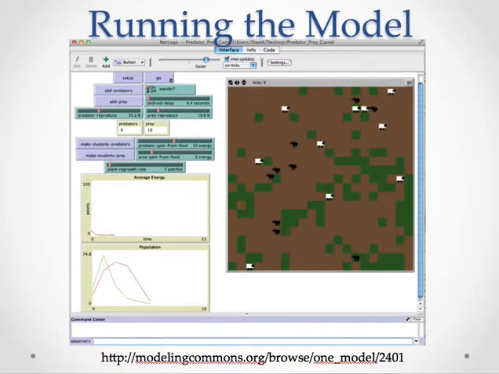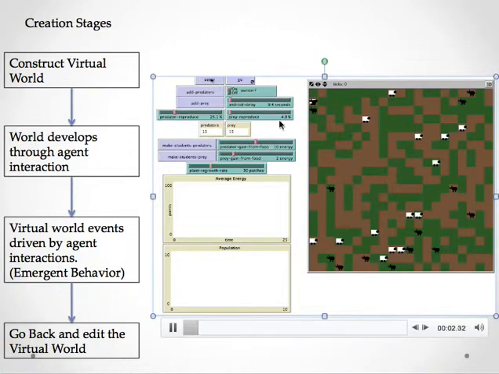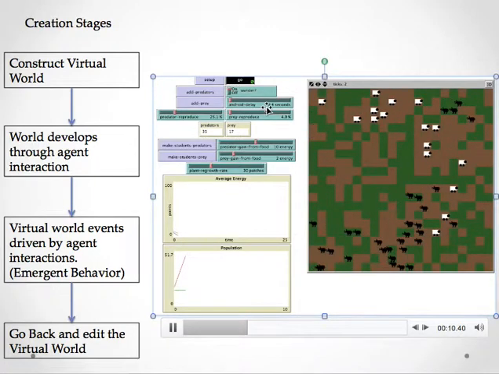So what happens is you build this, you click go, maybe this will work. Yeah, so you build your environment, you click go, and then all your agents move about in accordance with the rules that you wrote.